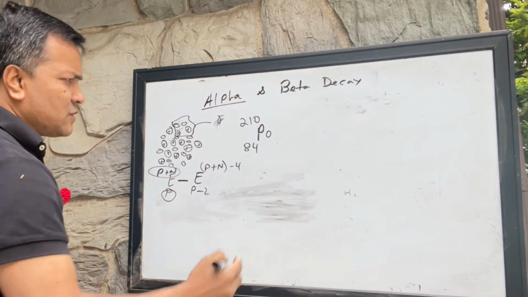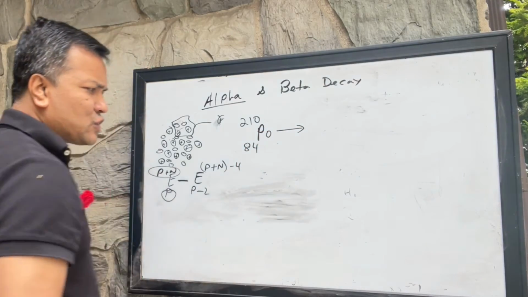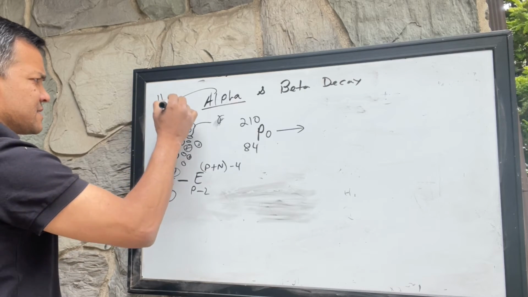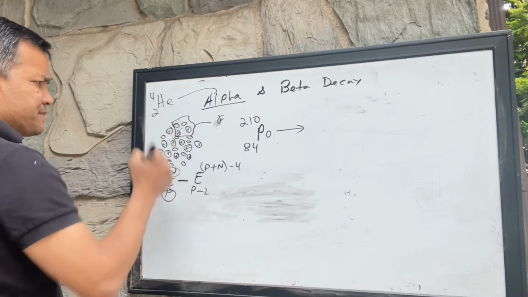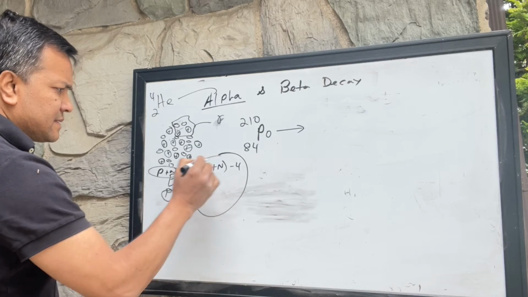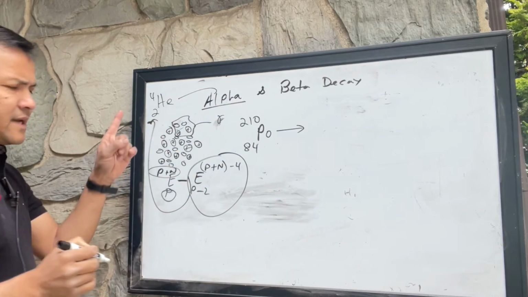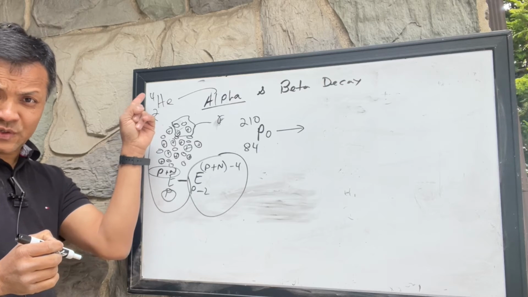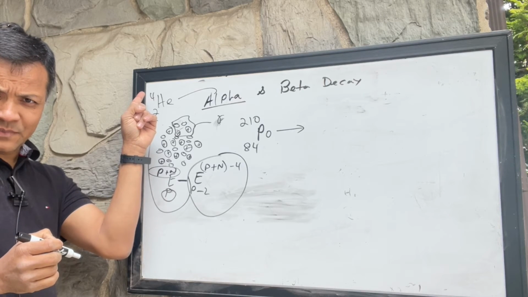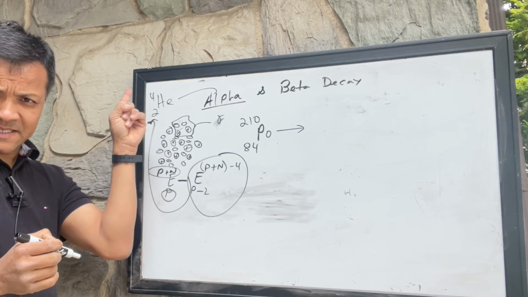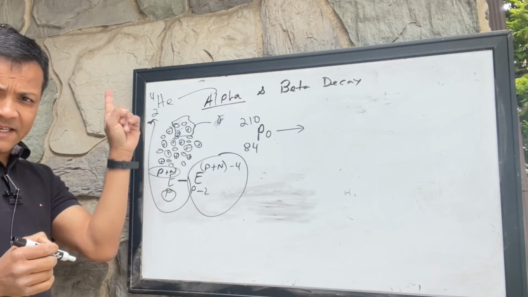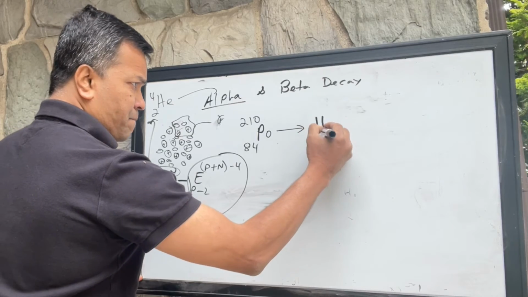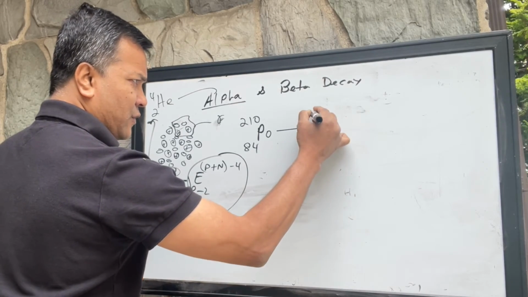Okay, good. So then what happens if it goes through the alpha decay? Another name is the helium decay. Why? Because helium nucleus is 2 protons and 4 atomic mass. Alpha decay is equivalent to a helium nucleus. All right, so that's what we're going to write, 2 and 4.